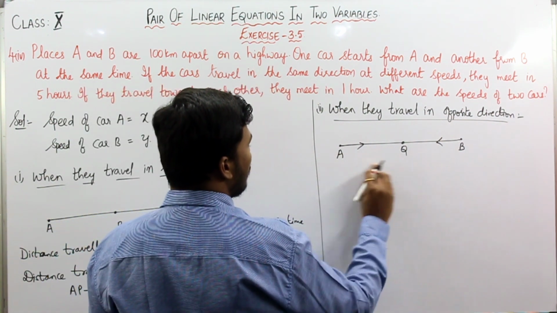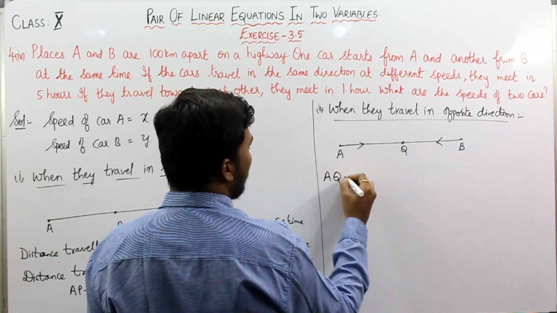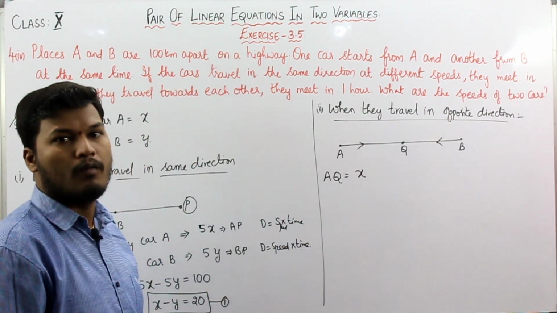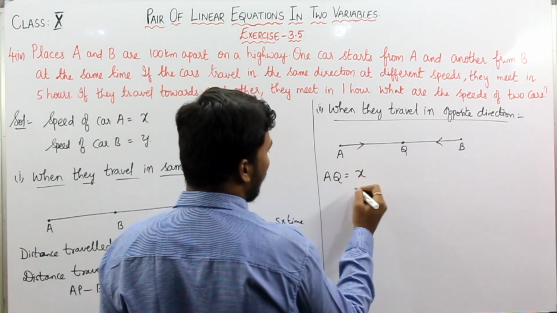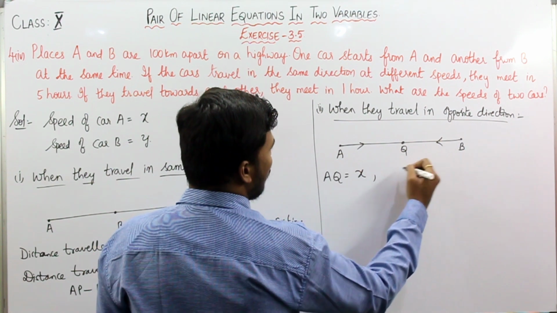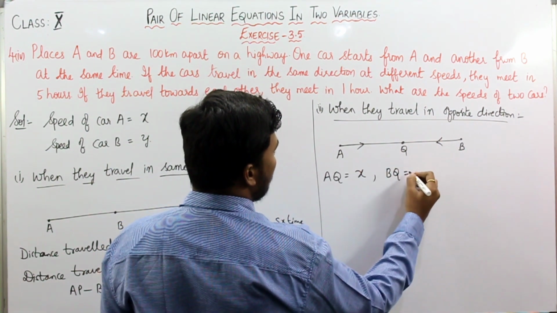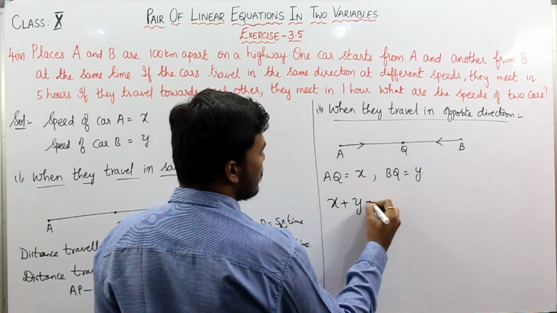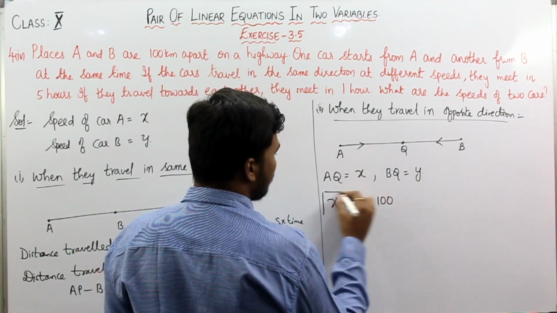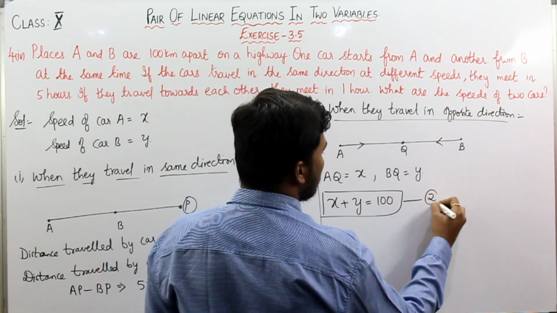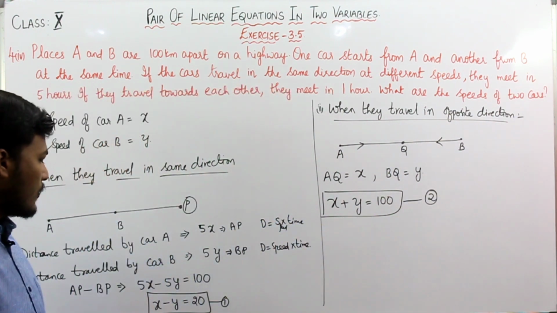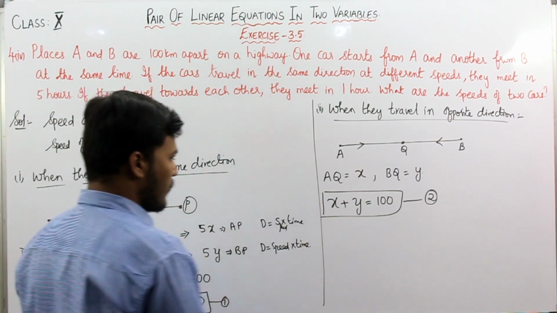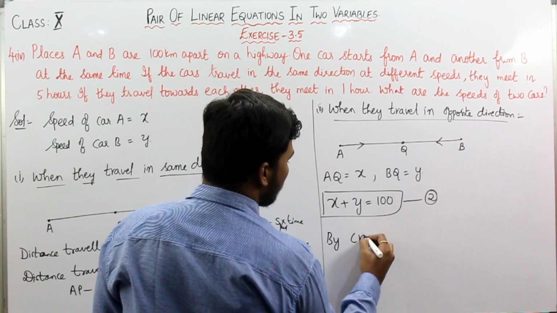So distance traveled by this car A, that is AQ, is equals to x. Why? Because the time given here is 1 hour. So 1 into x will become x. And similarly BQ, the distance traveled by car B, that is BQ, is equals to y. So now the meeting point will be x plus y is equals to 100. Okay, this is the second condition. Now we have to solve this first and second equation by using the cross multiplication method.